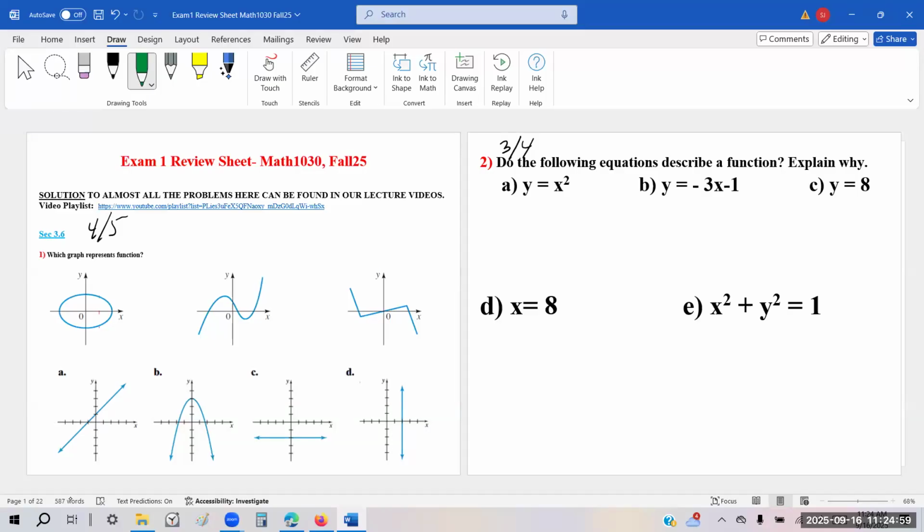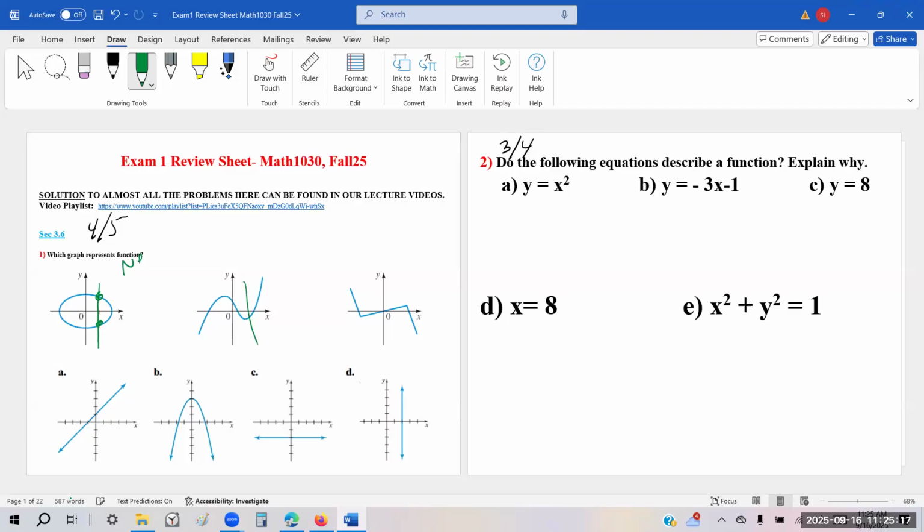Okay, let's start the fun questions. Do these graphs represent a function or not? How do you test that? Vertical line test. So draw a vertical line, and we have two intersections. Is it a function? No.